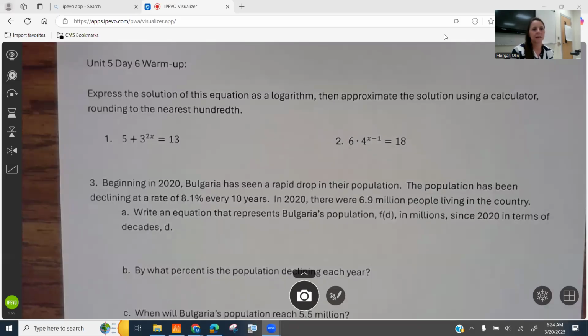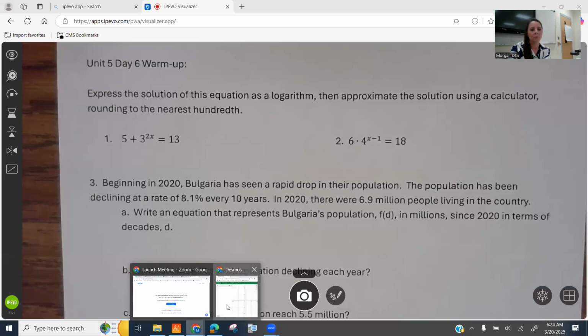Okay, this is the day 6 warm-up for unit 5. Express the solution of this equation as a logarithm, then approximate the solution using a calculator, rounding to the nearest hundredth. All right, so we need to know how to solve these. And we could solve these really quickly.